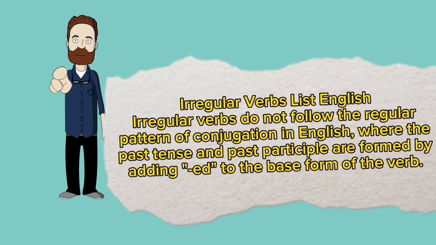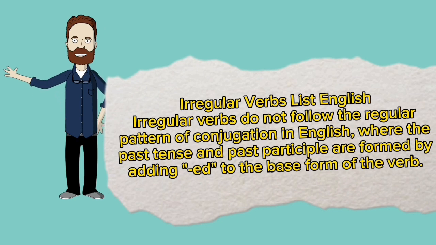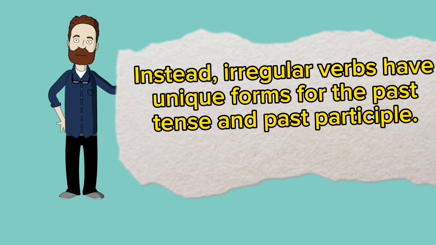Irregular verbs do not follow the regular pattern of conjugation in English, where the past tense and the past participle are formed by adding the -ed to the base form of the verb. Instead, irregular verbs have unique forms of the past tense and past participle.